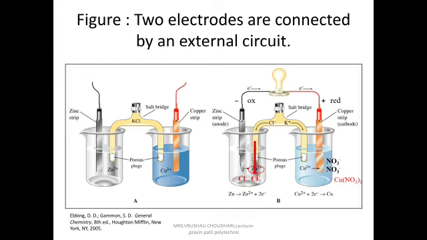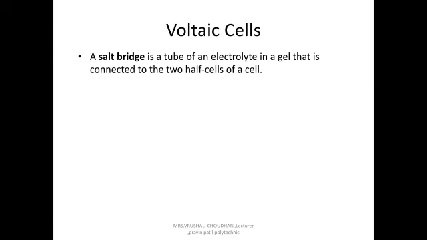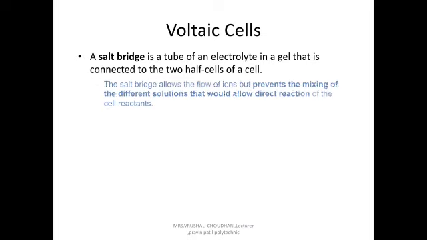Here NO3 get liberated. A salt bridge is a tube of an electrolyte containing a gel, which is connecting two half cells of a cell. The salt bridge allows the flow of ions but prevents the mixing of the different solutions that would allow direct reaction of the cell reactants. It completes the circuit and keeps electrostatic neutrality.